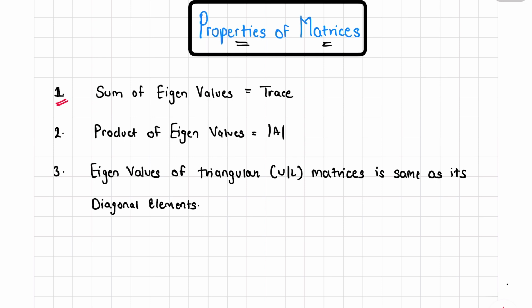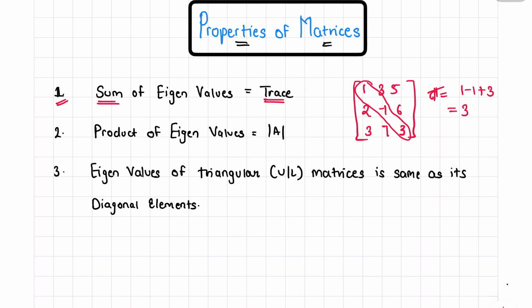So let's take up an example of a matrix: 1 3 5, 2 minus 1 6, 3 7 3. The first property says that the sum of eigenvalues is equal to its trace. So if we find out the trace of this matrix, what would it be? The sum of its diagonal elements. So the trace would be 1 minus 1 plus 3, which is 3.